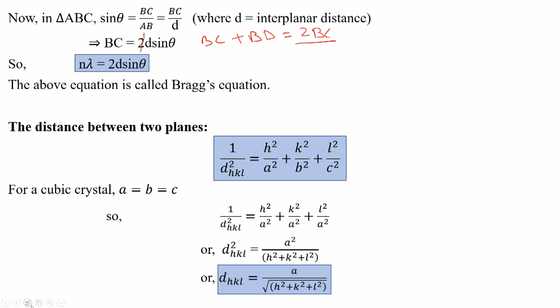Okay, so if we write 1/d²(hkl) = h²/a² + k²/b² + l²/c², for a cubic lattice a, b and c, all three sides are the same. So we can write 1/d² = h²/a² + k²/a² + l²/a². So we get this expression: d(hkl) = a/√(h² + k² + l²).